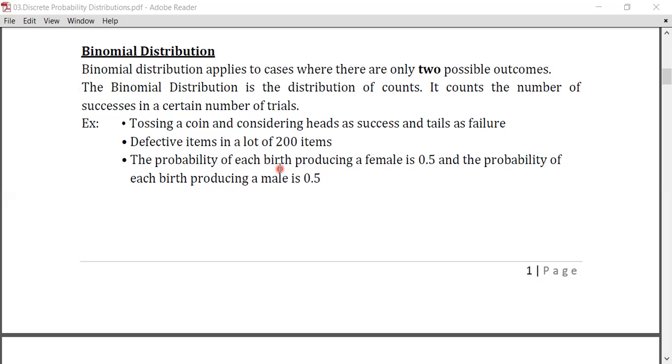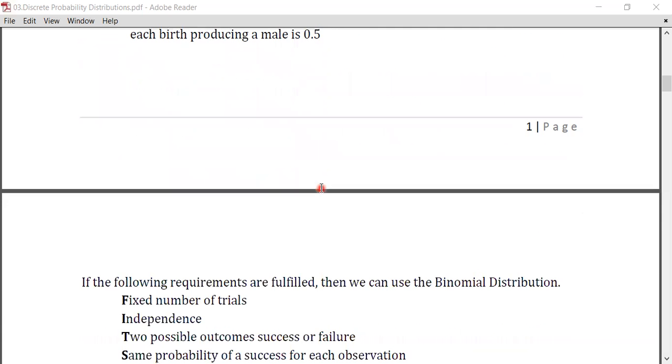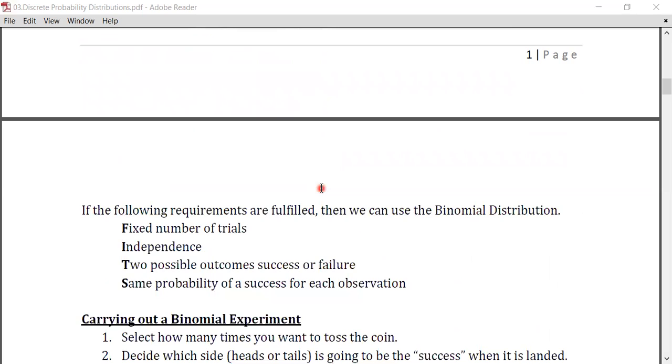Then, the probability of each birth producing a female is 0.5 and the probability of each birth producing a male is 0.5. Here also, if it is a baby birth, it will have only two possible outcomes, whether it is a male birth or a female birth. And at the very beginning, I told you about one condition: it is just the two outcomes.